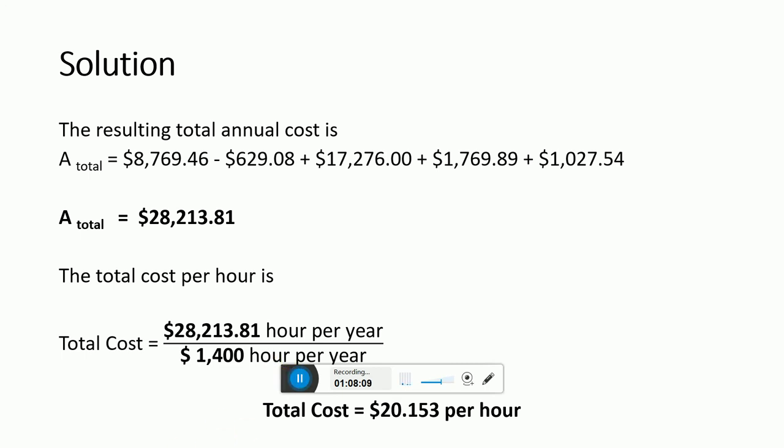So if the company's cost of capital is 7% and the use is 1400 hours per year, the owner should charge at least this amount, $20.153 per hour, for the machine to justify the cost of $14,000 for the purchase. So this is for today's lecture.